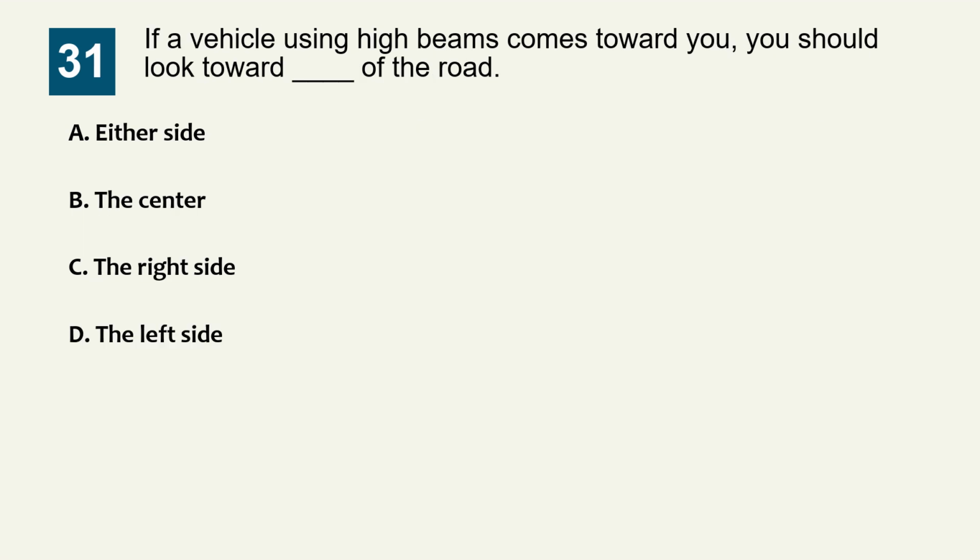Question 31. If a vehicle using high beams comes toward you, you should look toward blank of the road. Option A, either side. Option B, the center. Option C, the right side. Option D, the left side.